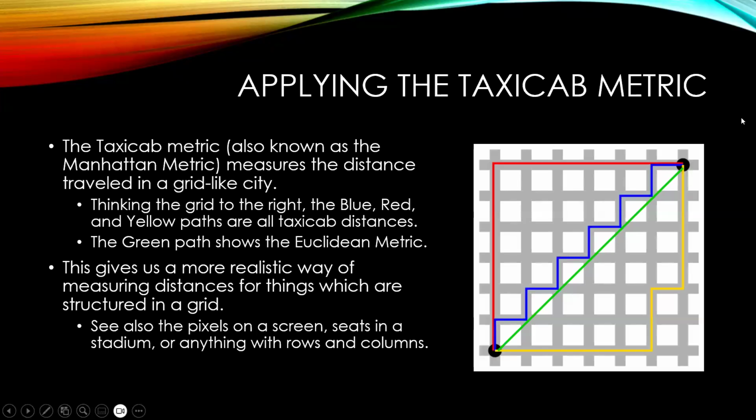When we start thinking about how long it takes to travel from one position to another, or the distance between 2 cities or something like that, we're more likely to use something like the taxicab metric. So we've got to keep that in mind. This gives you a more realistic way of measuring distances for things which are structured in a grid. See also the pixels on a screen or seats in a stadium or anything with rows and columns.